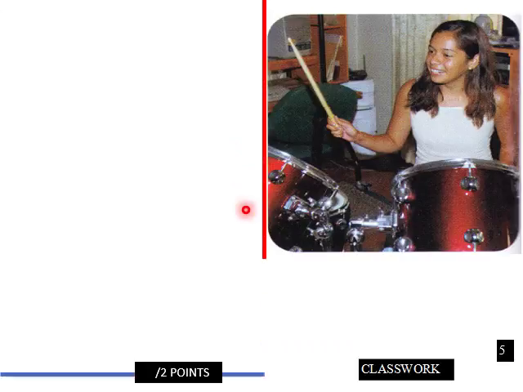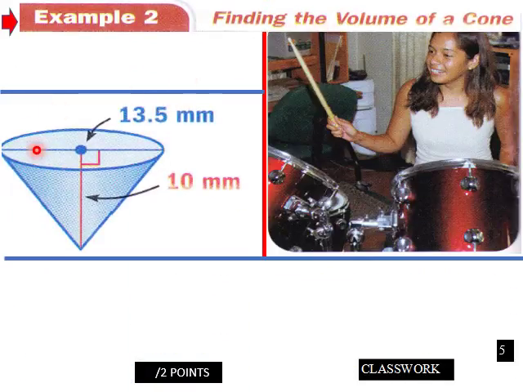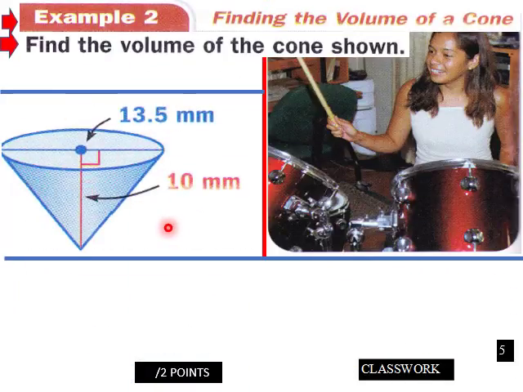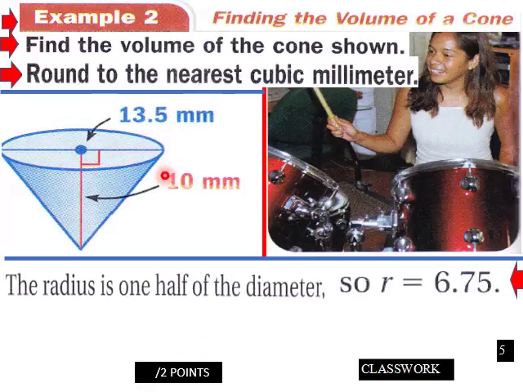Okay, example 2 here today. Finding the volume of a cone. Here's our cone here. Find the volume of the cone shown. Round to the nearest cubic millimeter. Okay, we'll do that. So the radius is 1/2 of the diameter. So r equals 6.75 up here. You know that much. So here's our formula here for the volume of a cone.